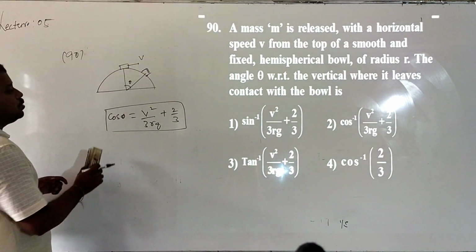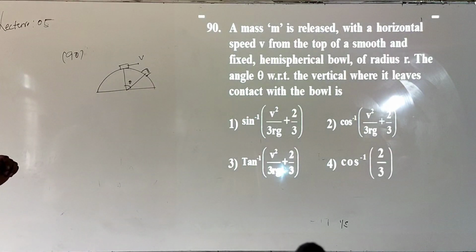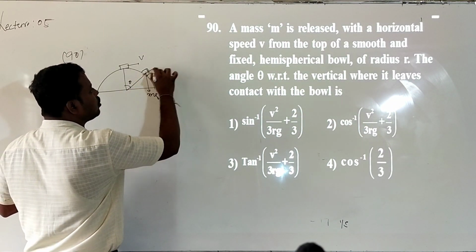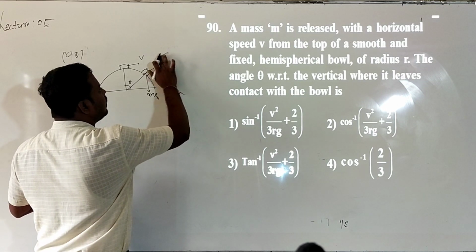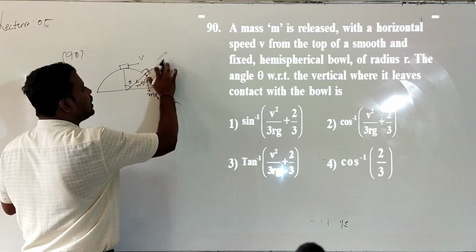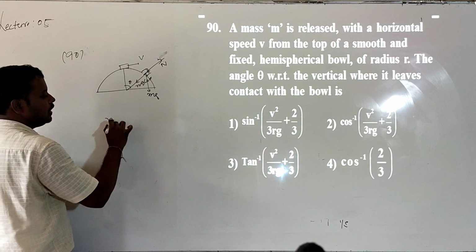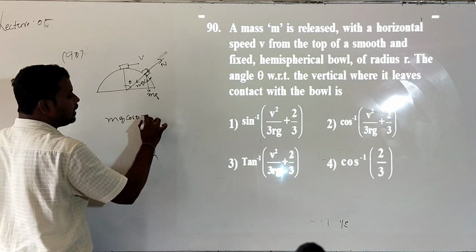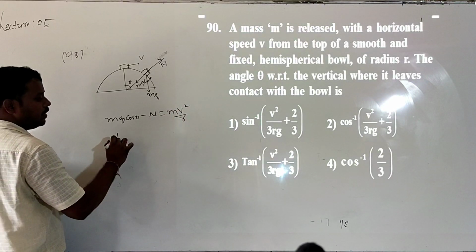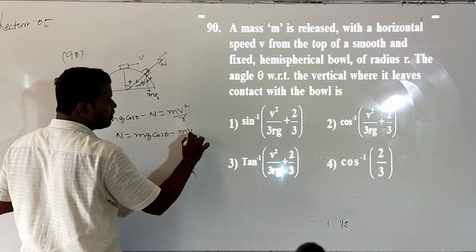So once again we will see how to solve. In order to slip, the main condition is that the normal reaction should become 0. So at this point, what happens? Its weight is mg. The weight is resolved into components, and this component is mg cos theta. And the normal reaction here is N. So the condition is mg cos theta minus N is equal to m v square by r. From this, N is equal to mg cos theta minus m v square by r.